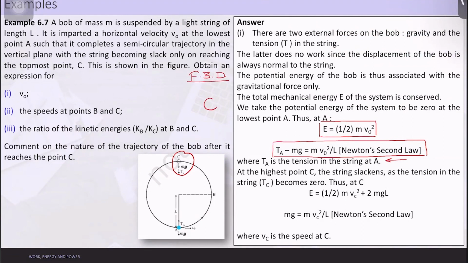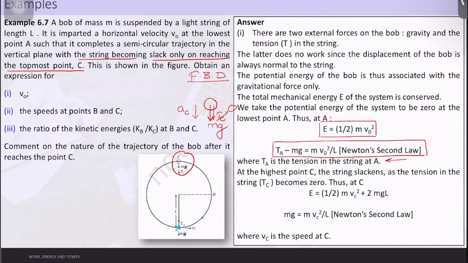So this is the mass M. Where will the gravitational force act? Gravitational force will act in this direction, and the tensile force will also act in this direction. Let us say it as T_C. But it is written here that the string becomes slack only on reaching the topmost point C. What does it mean? That the value of T_C is equal to 0. What is the acceleration at this point? It is a_C, only towards the center, the centripetal acceleration. Now let us apply Newton's second law.